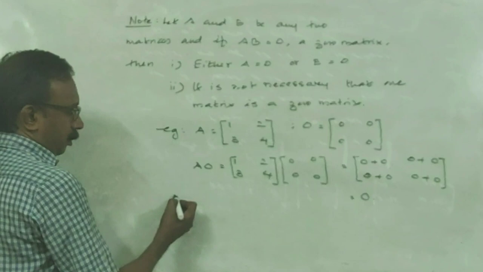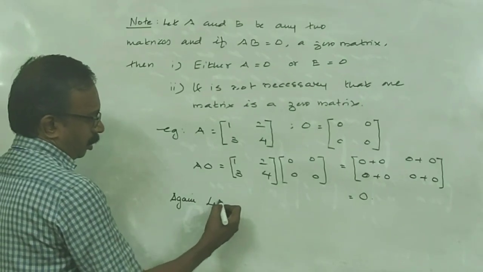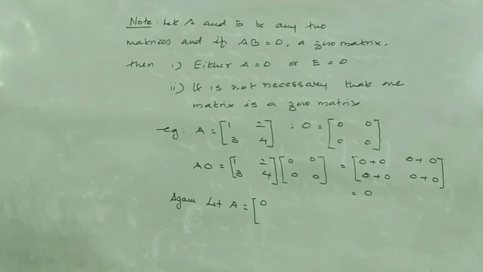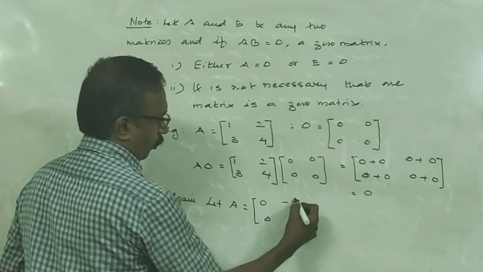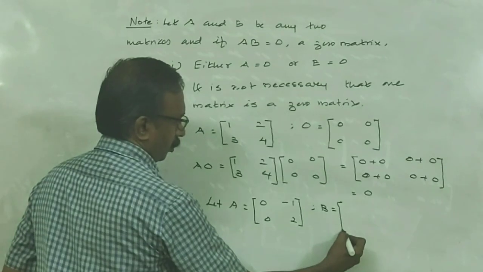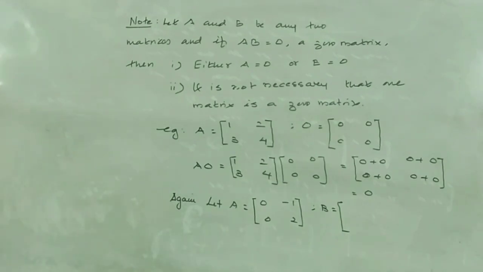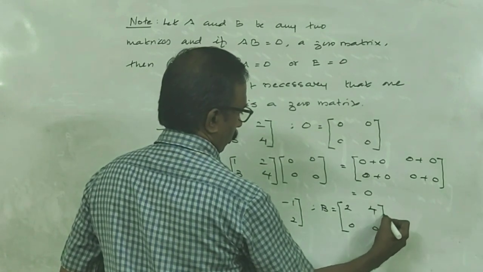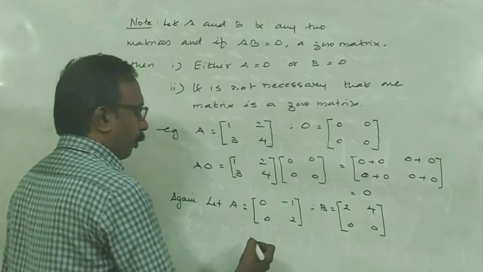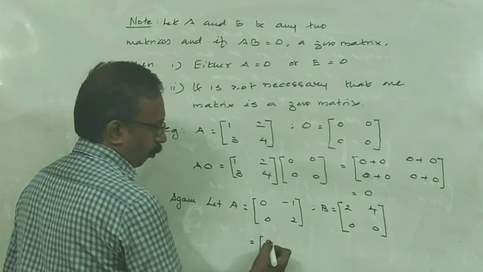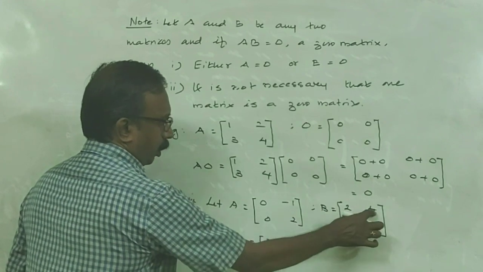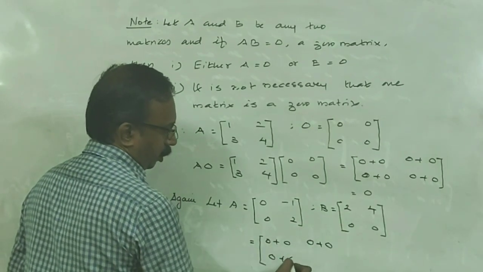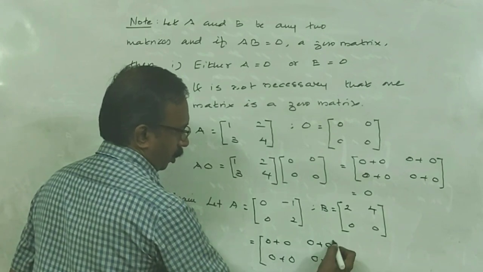Now another condition is, again, let A be equal to [0, -1; 0, 2], and B is equal to another matrix. These are not 0 matrices. Now finding the product of these two matrices. 0 into 2 is 0, plus minus 1 into 0 is 0. 0 into 4 is 0, plus minus 1 into 0, again 0. 0 into 2 is 0, plus 2 into 0 is 0. 0 into 4 is 0, plus 2 into 0 is 0. Again we get a 0 matrix.